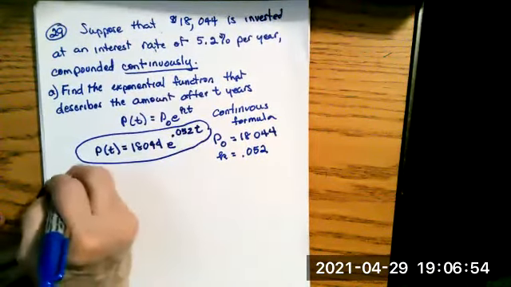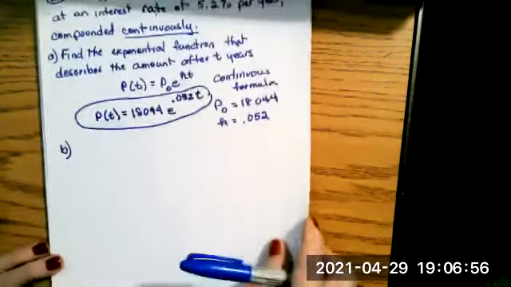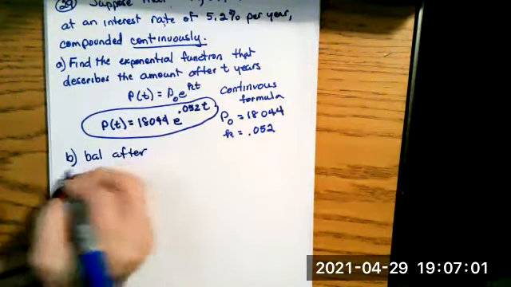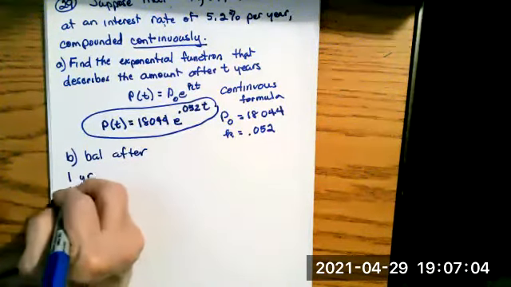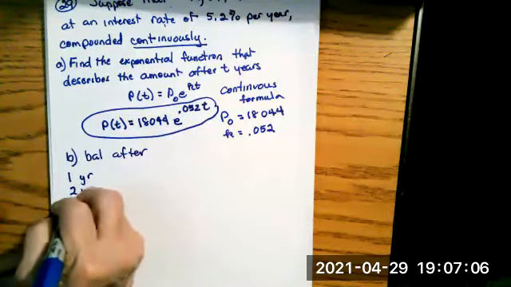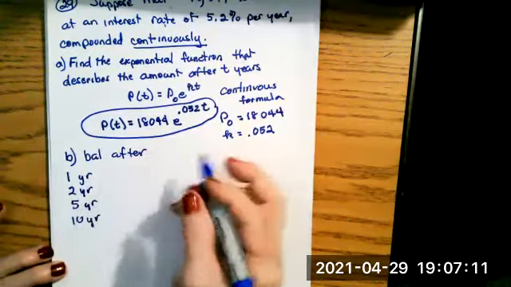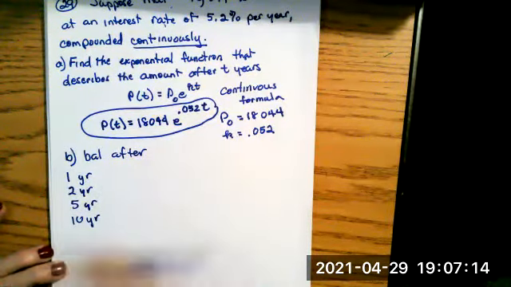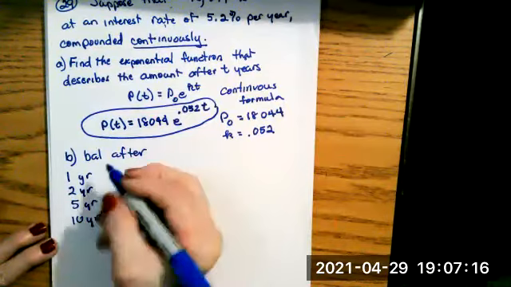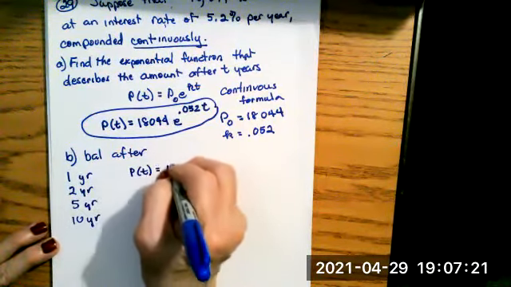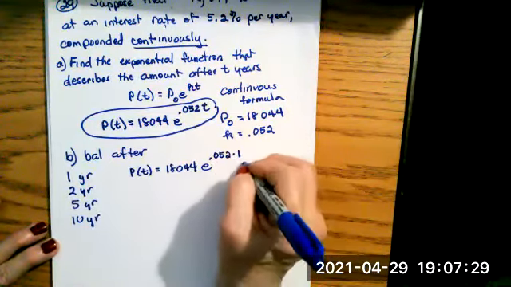When you get to B is when you're going to do the balance. You want the balance after, and then they have 1 year, 2 years, 5 years, and 10 years, like that other one did. It's just like that other problem. The only difference is this is one that compounds continuously. So we're going to put the first one there. It's going to be P of T equals 18044 times e to the 0.052 times 1.